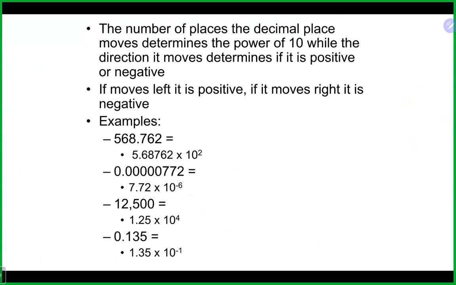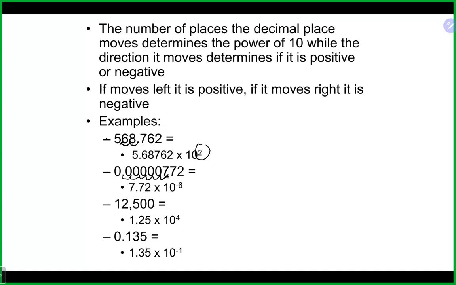So once again, looking at our first number here, none of these are negative. That's just from PowerPoint. We're going to go 1 place, 2 places there to the left. And again, big number, going to have a positive exponent for 2. Here we're going to go 1 place, 2 places, 3 places, 4 places, 5 places, and 6 places. Again, smaller number, going to have a negative exponent as we move it there to the right. And you get 7.72 times 10 to the minus 6.